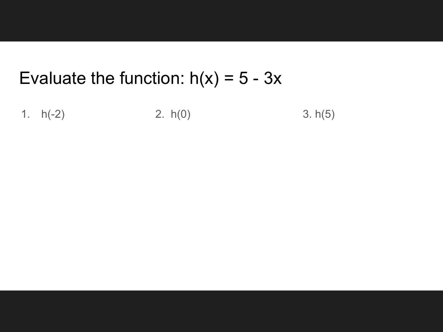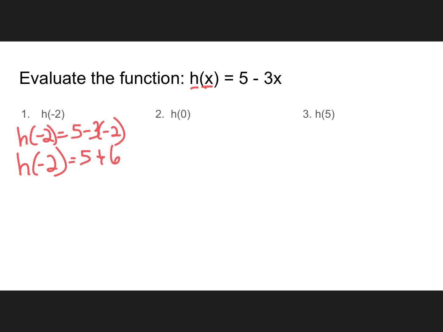Okay, so hopefully you did that. Here again we have h of x. So h of negative 2. Again, we're just substituting the negative 2 for our x. So I have 5 minus 3 times negative 2. So h of negative 2 is 5 minus negative 6, which turns to 5 plus 6. So h of negative 2 is simply 11.